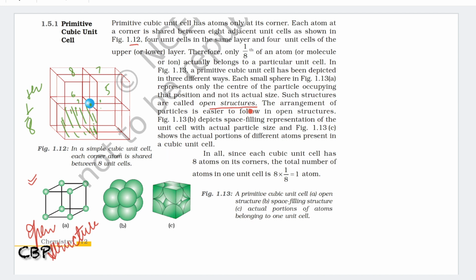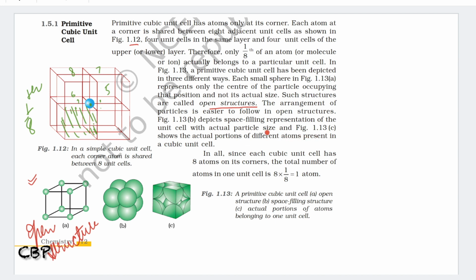Now consider the second structure. The arrangement of particles is easier to follow in the open structure, because we can easily notice where the atoms are arranged. Figure 1.13b depicts a space-filling representation of the unit cell with actual particle size. In this figure we can see how atoms are arranged in space, in 3D, in a unit cell, and they are present in their actual size.